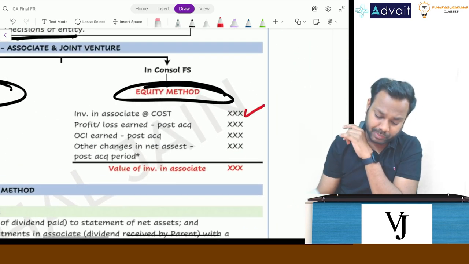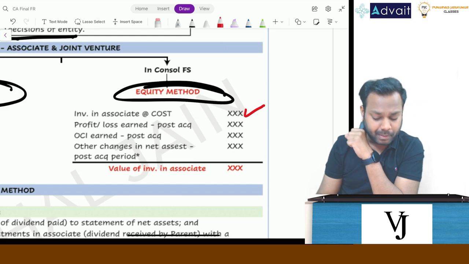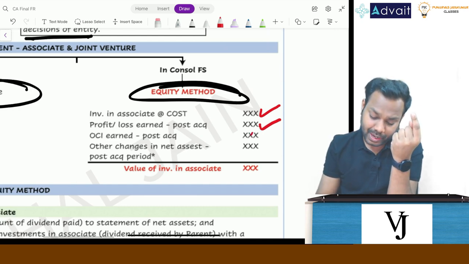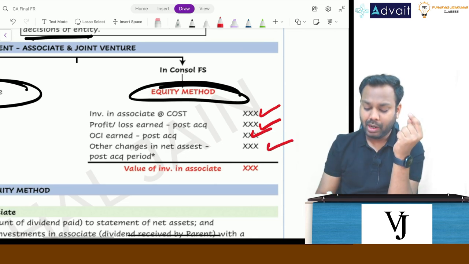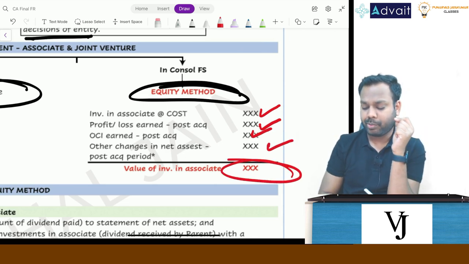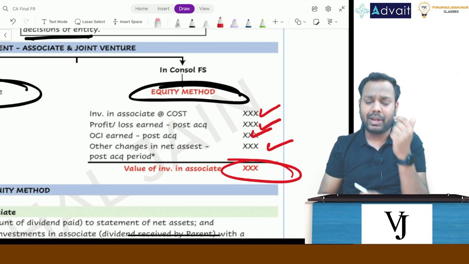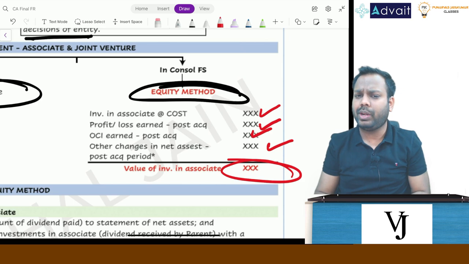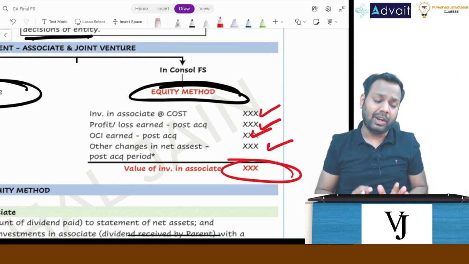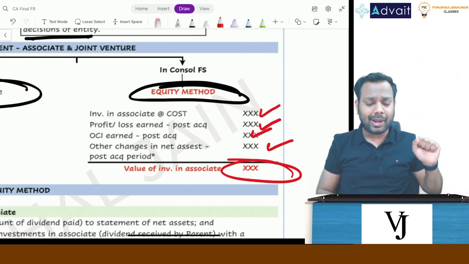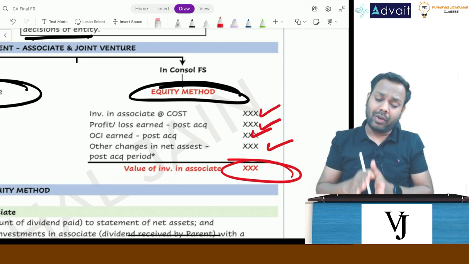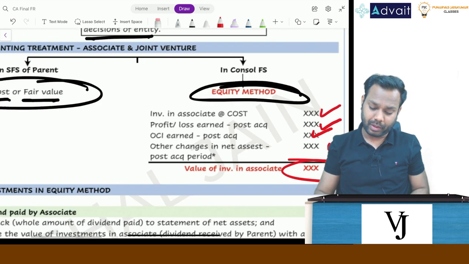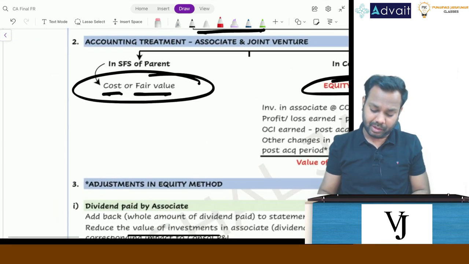So what is my cost? Plus the profit or loss earned post acquisition by the associate company, OCI, and any changes in the net assets in the post-acquisition period, that will give you the value of investment in associate. Now, if there is any unrealized profit, all the other things that we adjust exactly like we do in subsidiary, we will do it here. But in subsidiary, we record all the assets line by line and then we record NCI. Here, I will record only my share and add it in the investments.